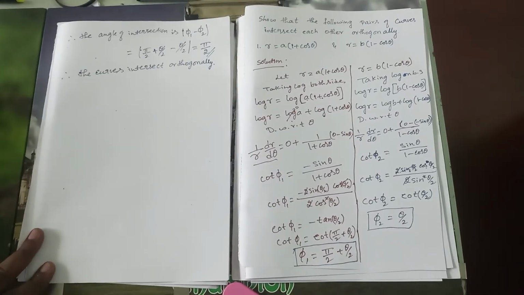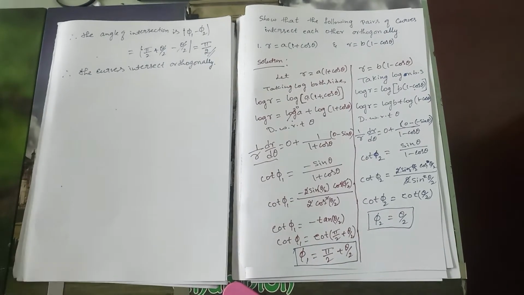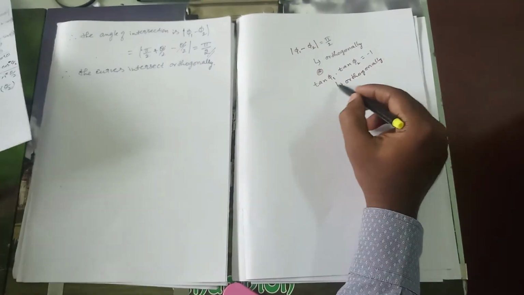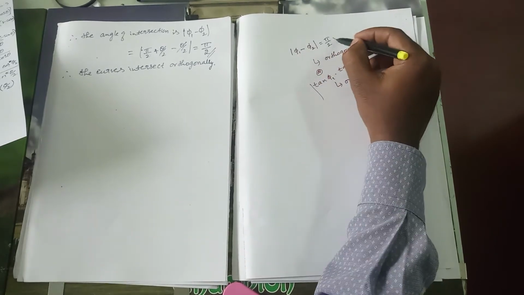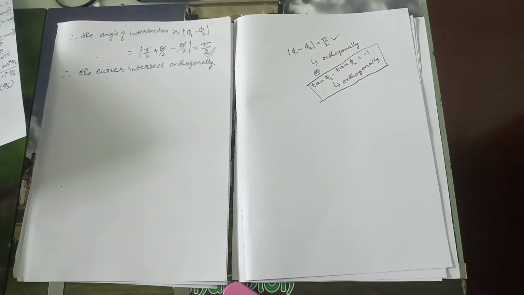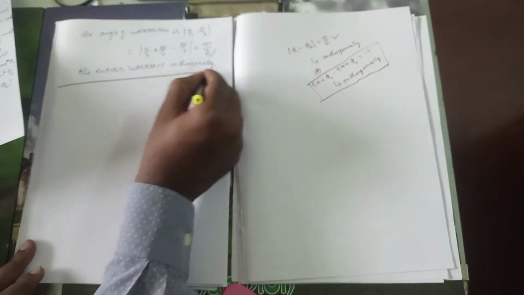The curves intersect orthogonally. So this is one method. How will you do the alternative method here? Using this formula here. So how will you use this formula? So, alternative method, same problem.